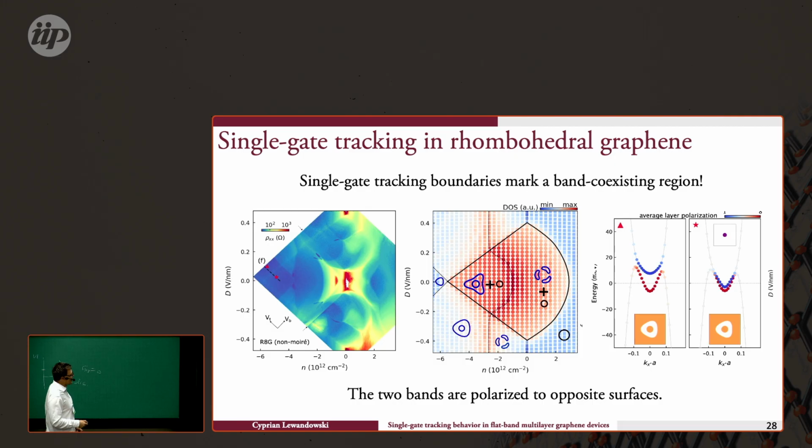And that is the interesting part, because this means that the superconductivity, which is bounded by this region, is in a situation that I have distributions of charge that are polarized to opposite sides. It's a fairly thick device. It has 8 layers, and the system is superconducting. So there are, yes.